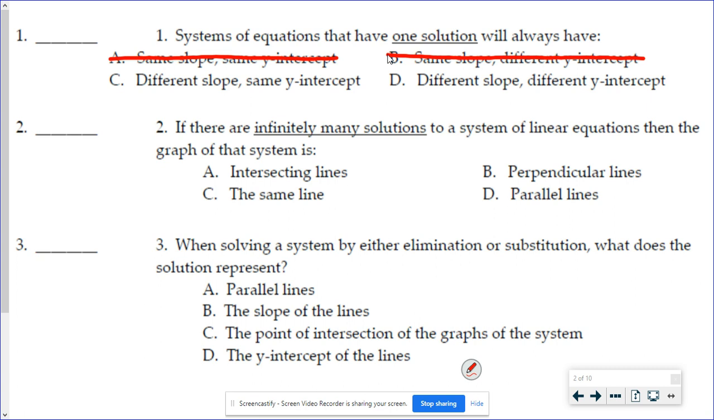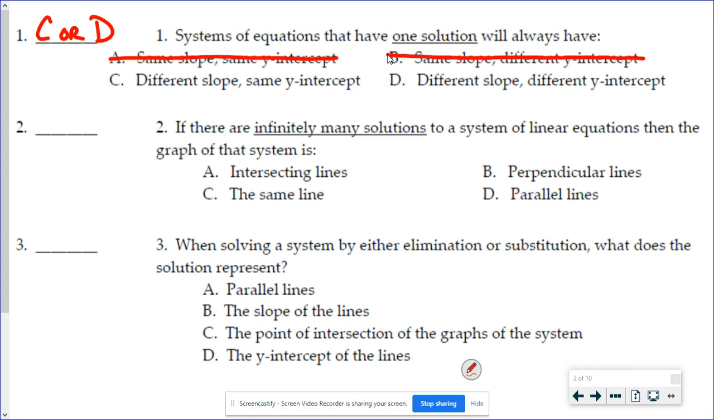In fact, on this one, C and D both work as long as the lines have different slopes. I don't care if it's the same y-intercept or different y-intercepts. Both of them work. And I know that's not ideal for multiple choice, but I promise on the test it won't be at all unclear on that. If we were looking for no solution, remember that would be where they're parallel, so same slope, different y-intercepts.